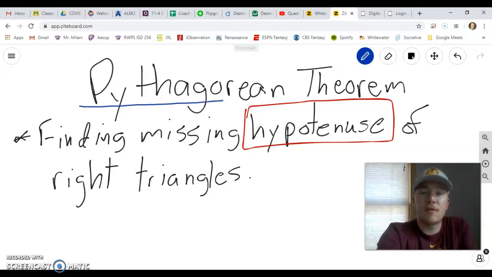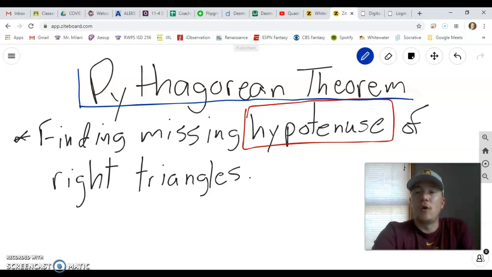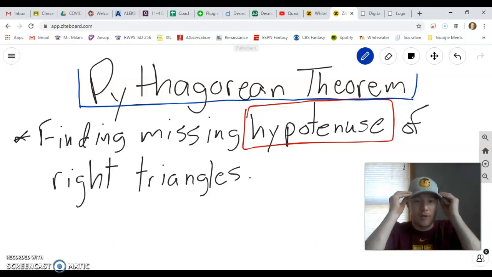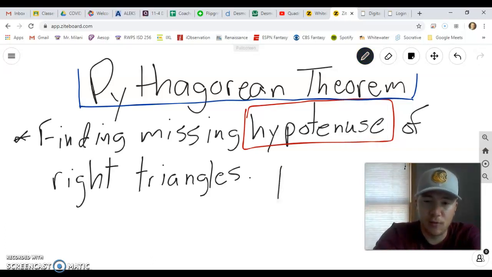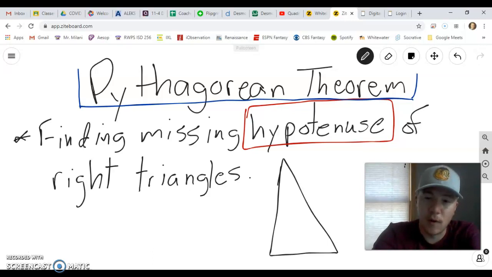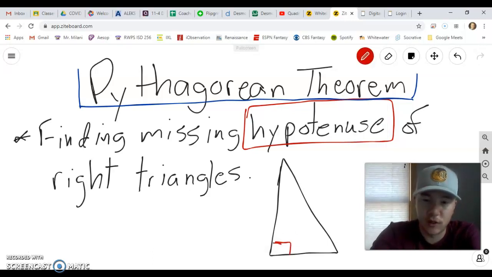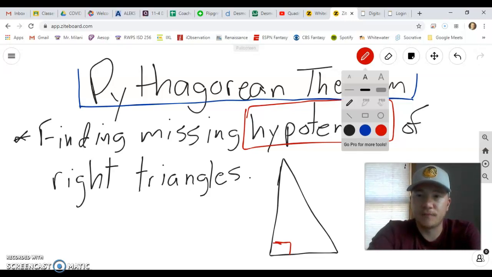The Pythagorean theorem. Pythagoras was a mathematician. So he came up with this theorem that identifies and works on all right triangles. There's a relationship that happens between the legs and the hypotenuse of a right triangle. What makes it a right triangle is the fact that it has a 90-degree angle. There's only going to be one of these. It doesn't matter what the lengths of these sides are.